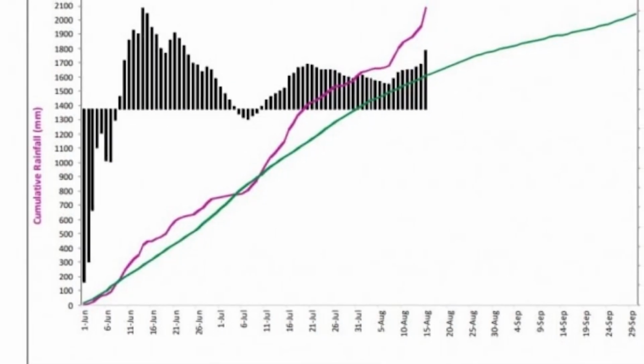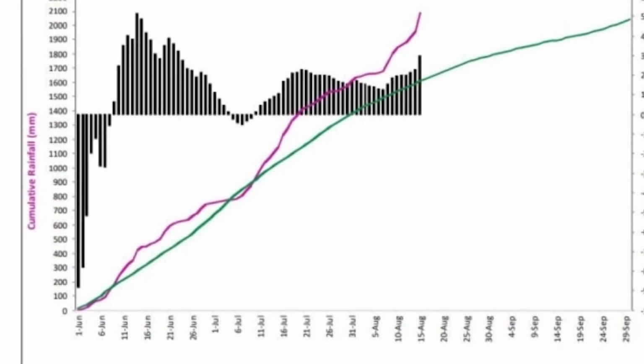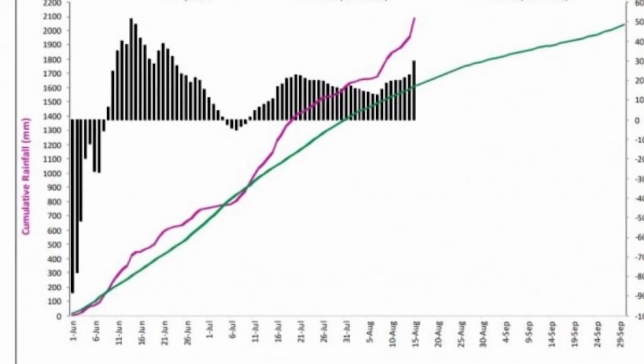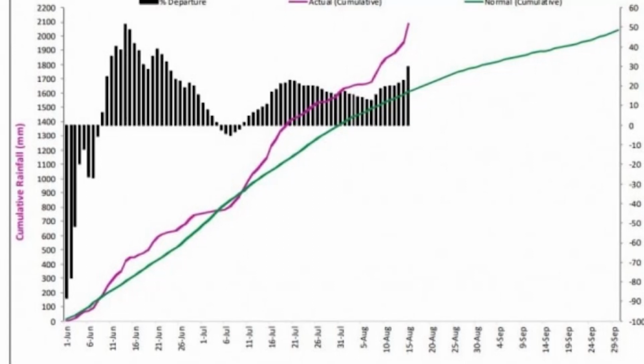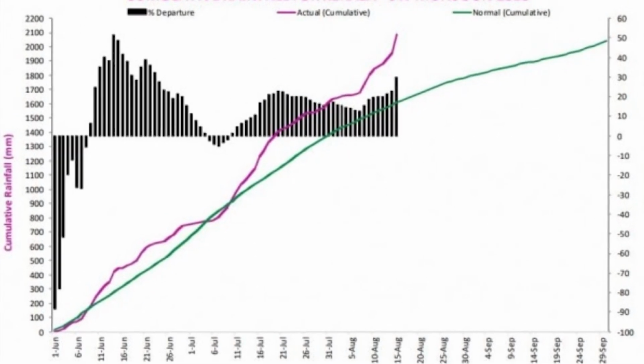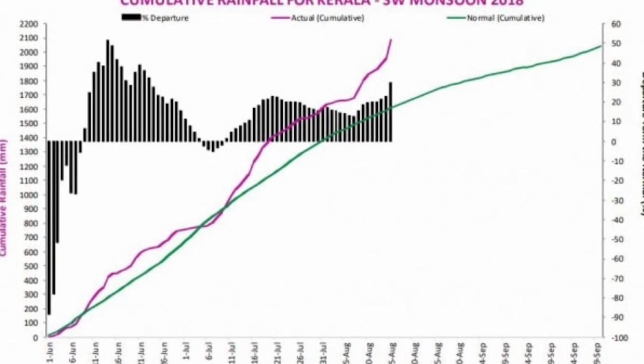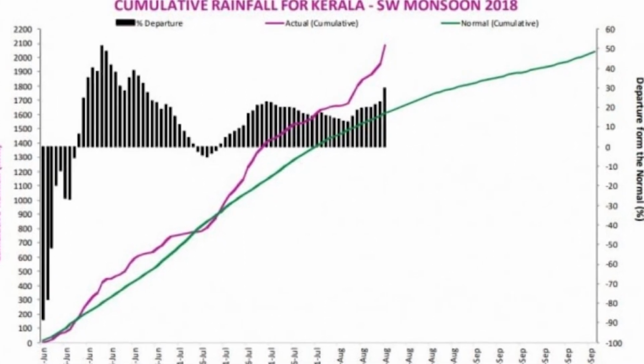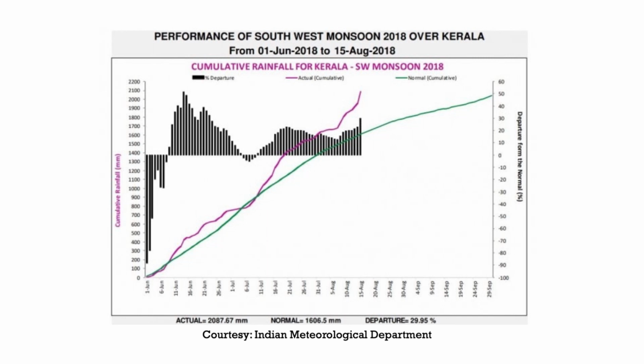You can see two curves in that. The green curve represents the normal rainfall which happened during the months of June, July, August, etc. And the red curve represents the rainfall which happened during these months in 2018, and you can see the severity.